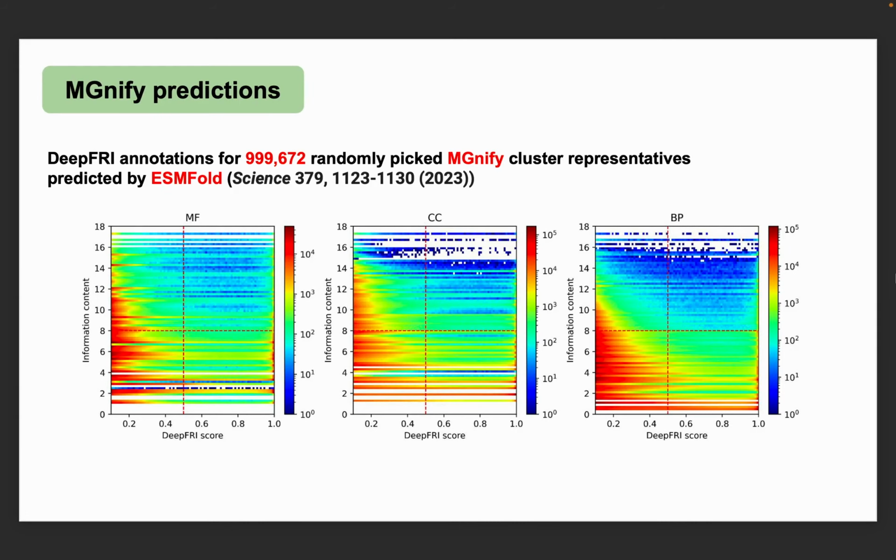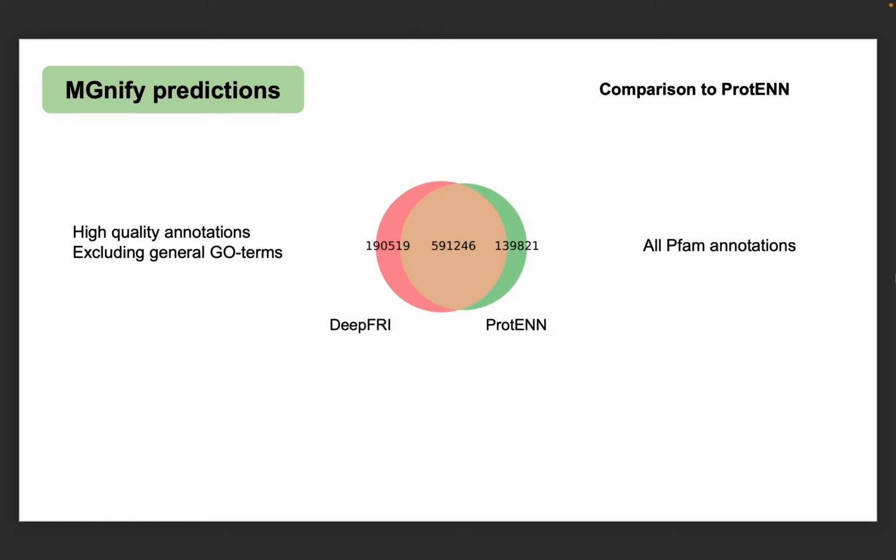We also ran DeepFRI 1.1 on a random pool of almost 1 million predictions from ESM Atlas. As we can see, we can notice high coverage across a wide IC range. We also compared DeepFRI against Pro10 on that dataset. On the DeepFRI side, we use only high-quality annotations, excluding general GO terms. On the Pro10 side, we use all Pfam annotations. And as we can see, we have more annotations, more annotated proteins as compared to Pro10.